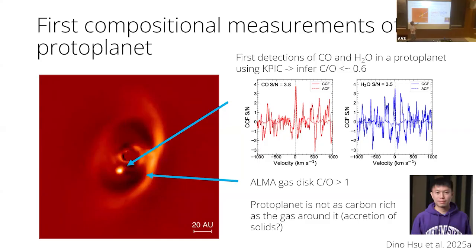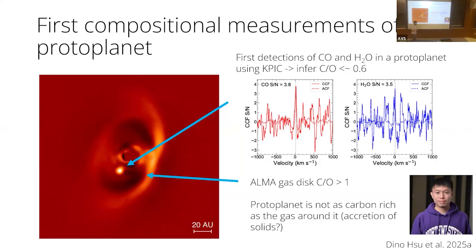What's also been done for this system is that this protoplanetary disk has both dust and gas, and ALMA has measured the composition of the gas of this disk and found that the gas C to O ratio is greater than 1, so the gas is carbon rich, much more carbon rich than the atmosphere of the protoplanet itself. So the protoplanet is not as carbon rich as the gas around it.